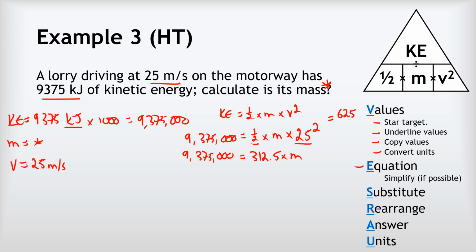So therefore, to make m the subject, we're going to need to do the inverse operation. It's being multiplied by 312.5, so we're going to divide both sides by 312.5. Do that on each side to keep the equation equal. And we get m equals 9,375,000 divided by 312.5. And that gives us a final answer of 30,000 kilograms as the mass of our truck.